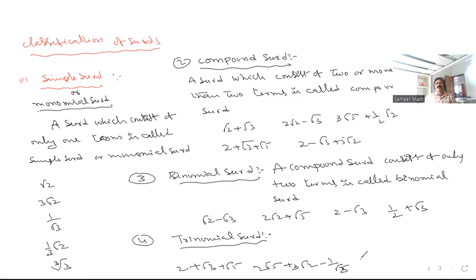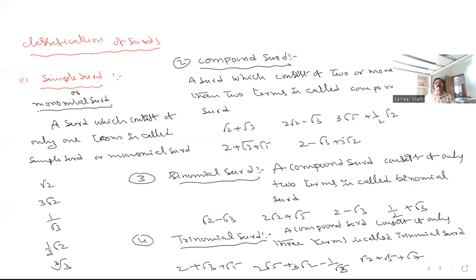You can take as many examples as you want: root 2 plus root 5 plus root 7. These all have three terms. One is rational and the two terms are surds. No problem, there must be three terms. The same definition I want to write here. The compound surd consisting of only three terms is called a trinomial surd.